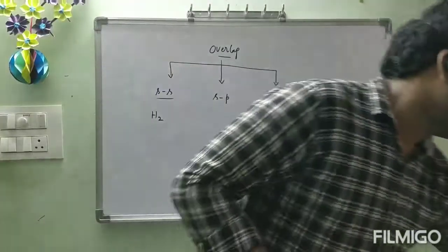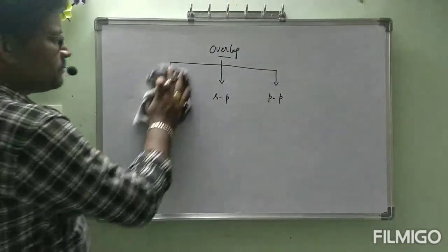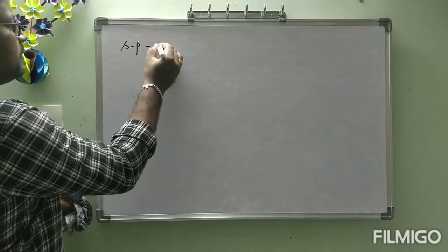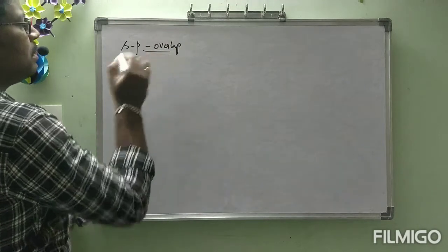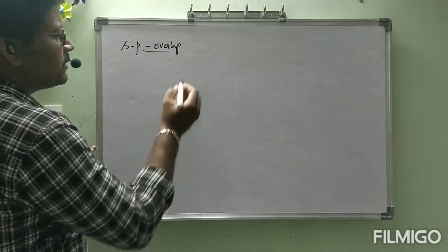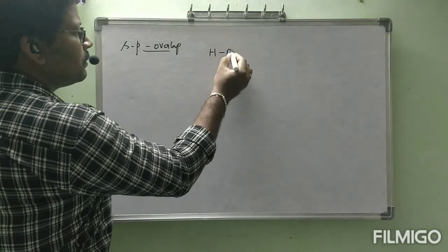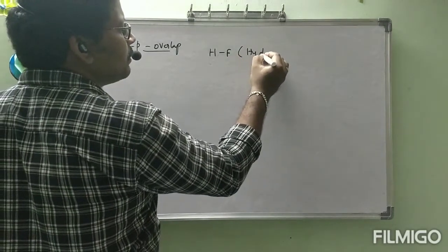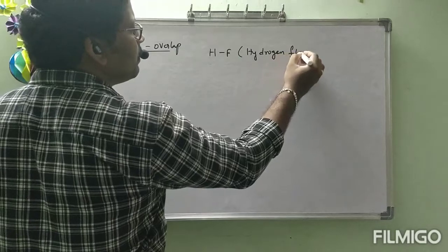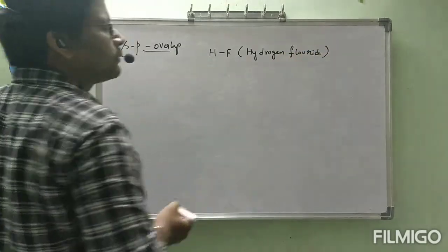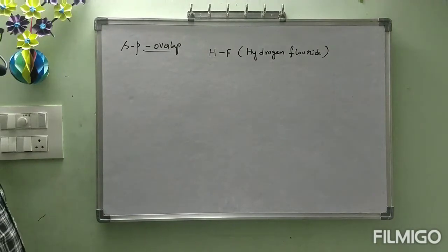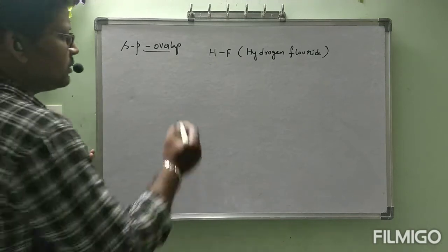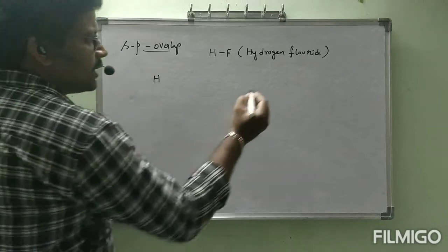Now let us see the example for SP overlapping. Next slide heading: SP overlapping. Example for SP overlapping is formation of HF molecule. Name: hydrogen fluoride. Now what are the atoms present in HF? One H atom and one F atom. First I am going to take the hydrogen atom and here the fluorine atom.